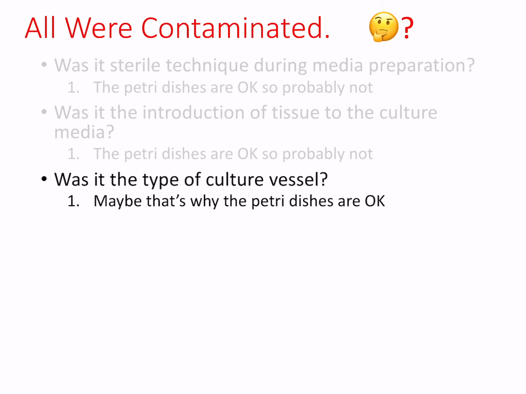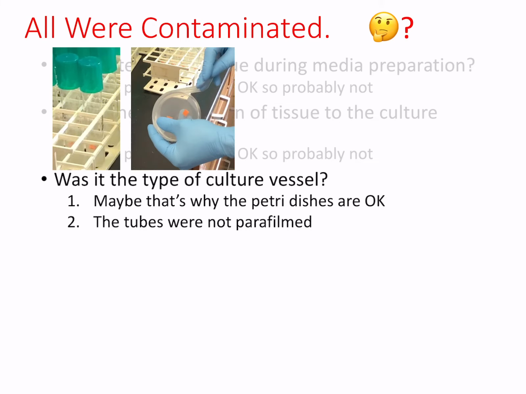So what about the type of culture vessel? So far, all I can think is that the Petri dishes are okay, but the test tubes are not. So what's different about those? Well, the tubes were not parafilmed, but the Petri dishes were. So could that be it? It's a possibility. I can't say for sure, but the parafilm did prevent ants from crawling into the Petri dishes like they did into the culture tubes, and maybe ants crawled into all the tubes, and they just weren't there when I went in to take the pictures. And of course, ants would introduce any manner of contamination.